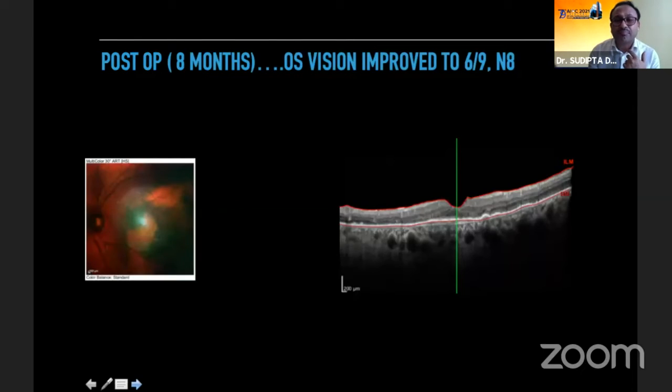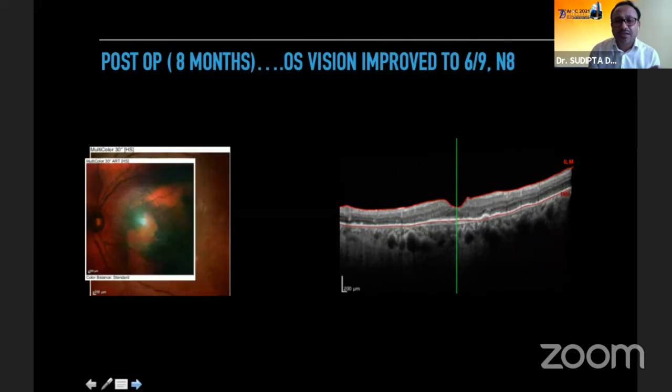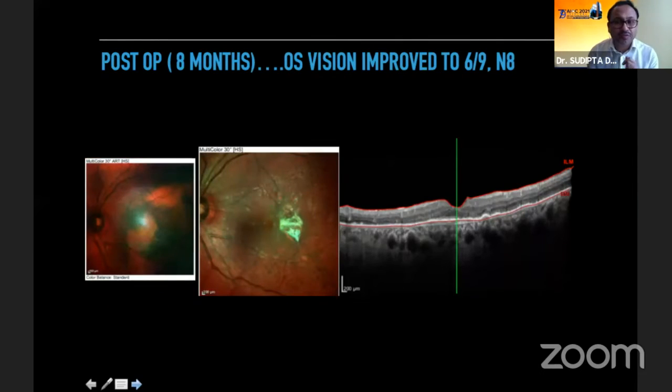And this was the post-op 8 months, where you can see significant change, and vision also improved from 6/9 to 6/8. We could see only a paramacular scar in the left eye and some amount of inner retinal wrinkling. OCT was reasonably good with 6/9 vision.